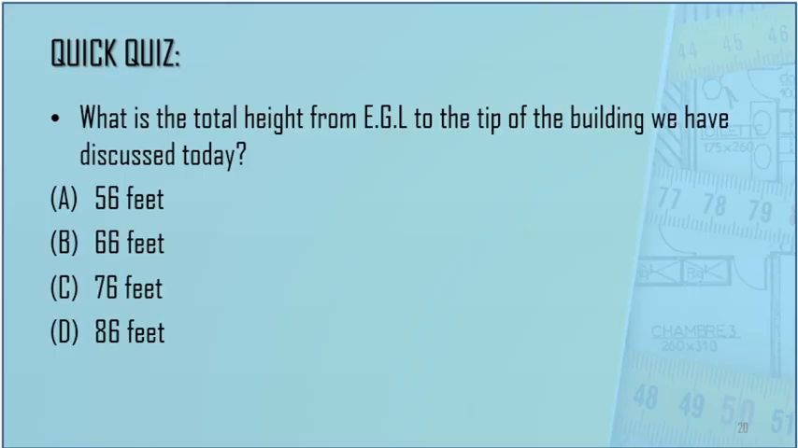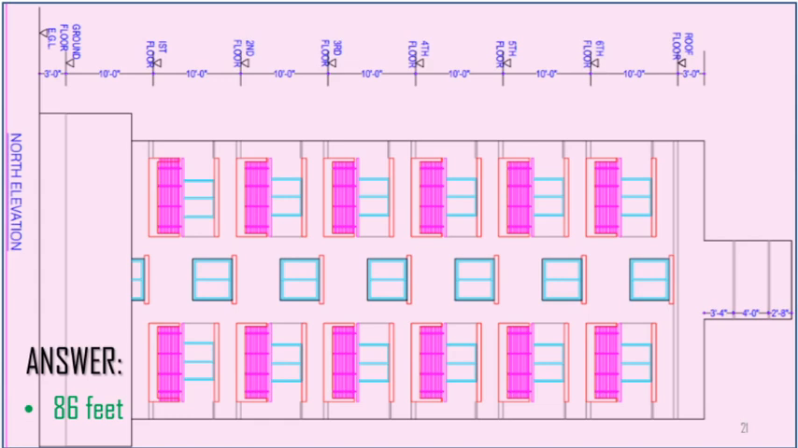Okay, the question is, what is the total height from existing ground level to the tip of the building we have discussed today? The building we have discussed, what is the total height from AGL? That is the question for you, the final quiz. Okay, by this time I think you have got the answer. The answer will be 86 feet. Those who have focused on the drawing should have got the answer, and that was the trick for the day.